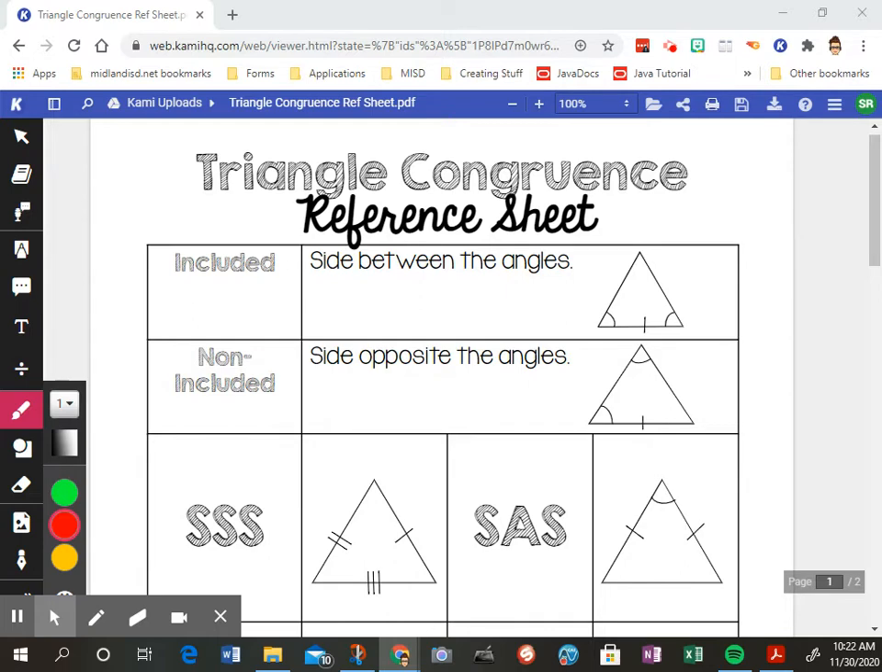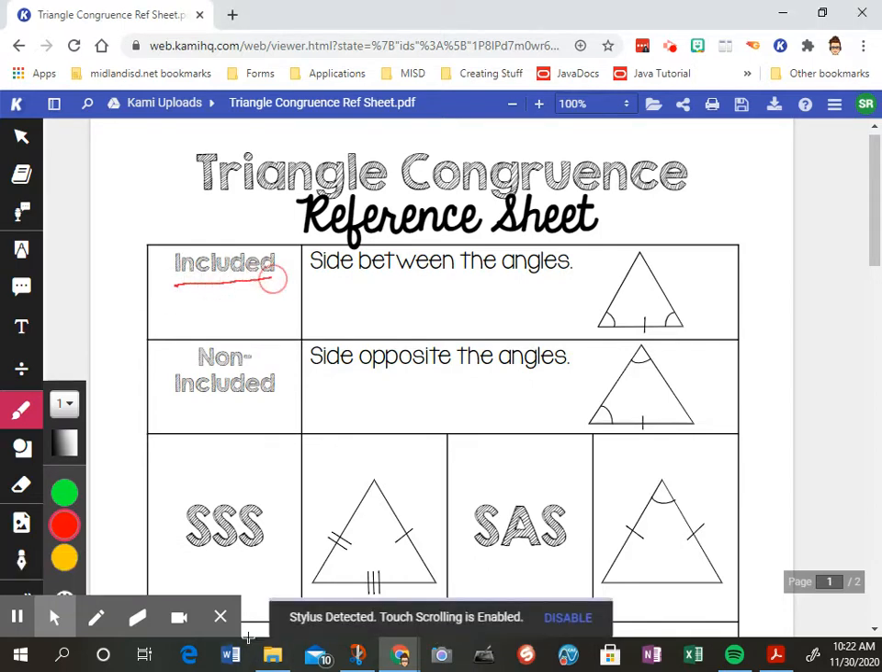And today we're going to talk about triangle congruence. So we're still talking about triangles, and what we're going to talk about is how they are congruent. Not their similarities, but their congruencies. A couple of things at the top here. Talking about the word included.